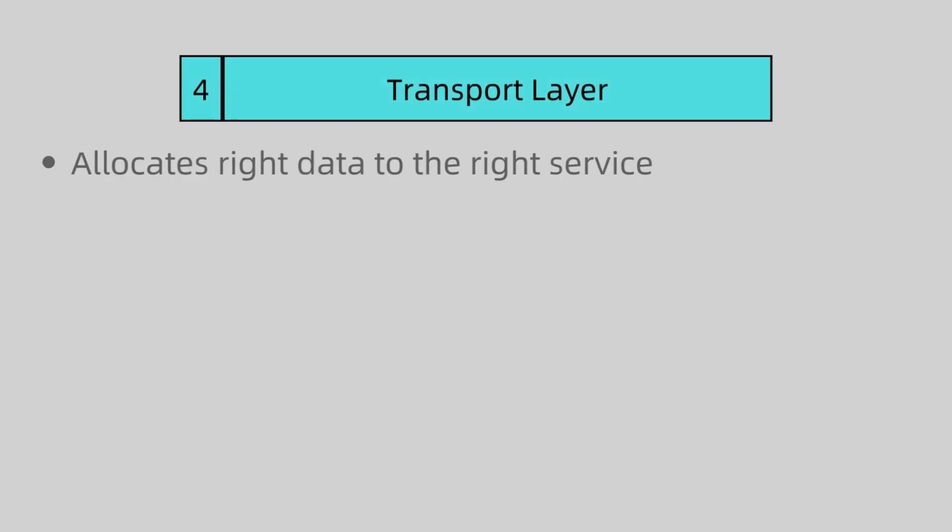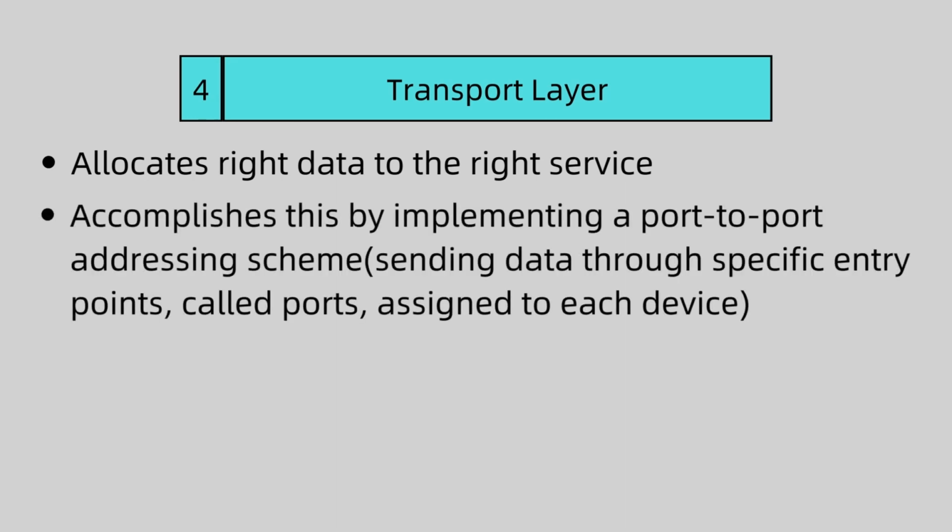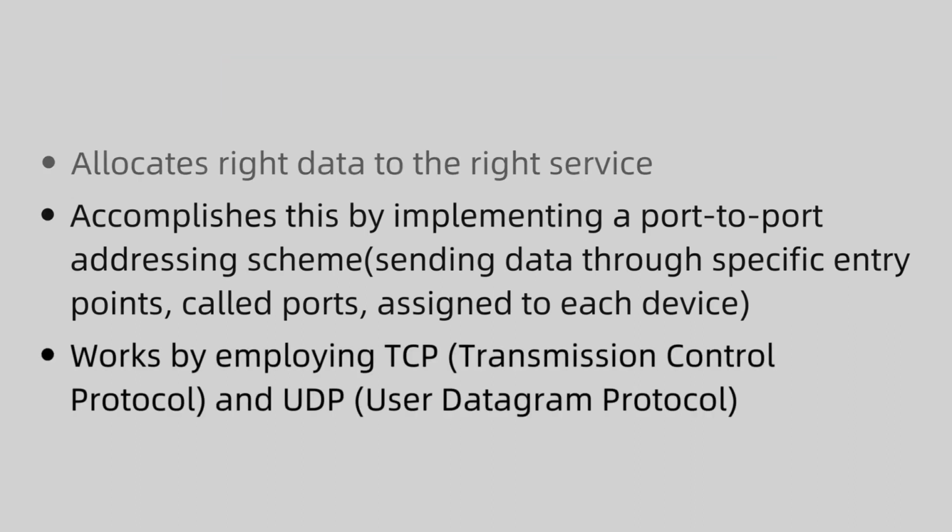However, how do I know which data to allocate to which service? This is where the transport layer comes into play. It works by allocating the right data to the right service. It does this by implementing a port-to-port addressing scheme. These ports work under 2 subsections, one for TCP and one for UDP. To understand why these ports are split up like this, we must understand what TCP and UDP are. Simply, they're strategies to help identify and allocate data to each service.